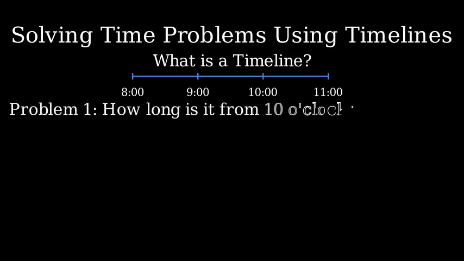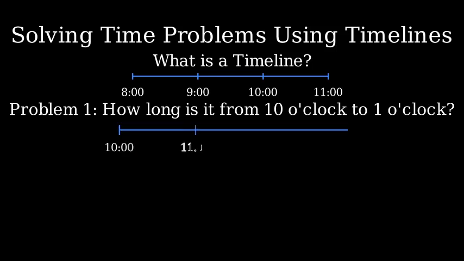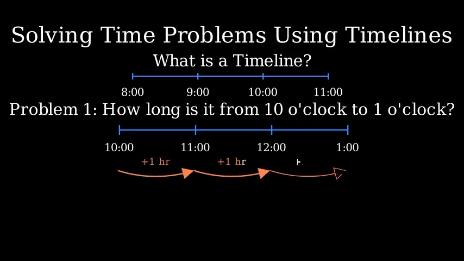Let's look at our first example. How long is it from 10 o'clock to 1 o'clock? First, we draw our timeline with evenly spaced time markers at 10 o'clock, 11 o'clock, 12 o'clock, and 1 o'clock. Now we can count the jumps between these markers. From 10 to 11 is 1 hour, from 11 to 12 is another hour, and from 12 to 1 is a third hour. So the total time from 10 o'clock to 1 o'clock is 3 hours.